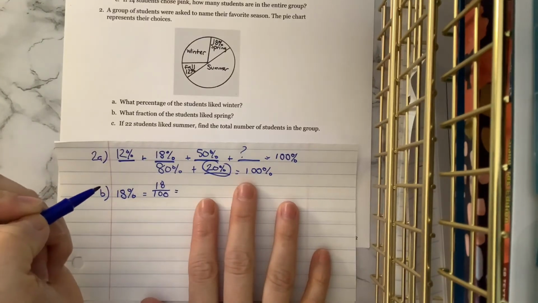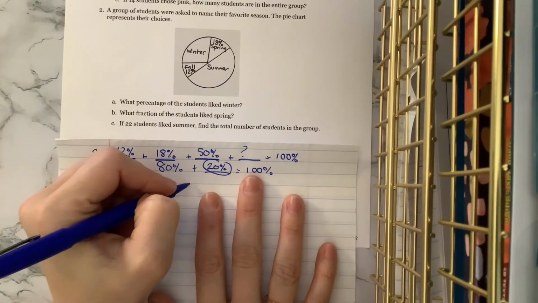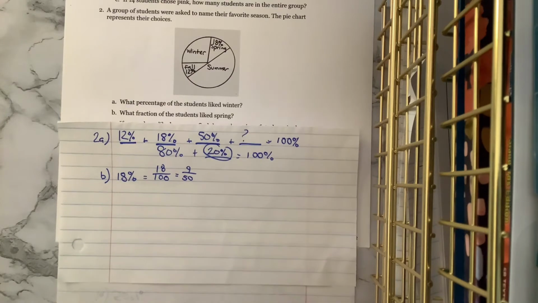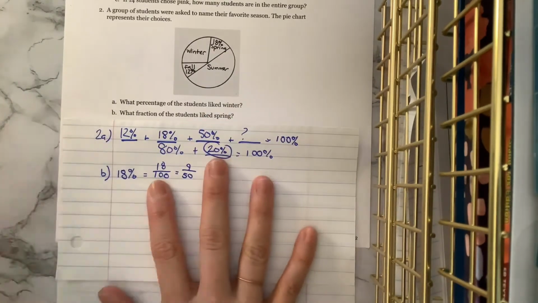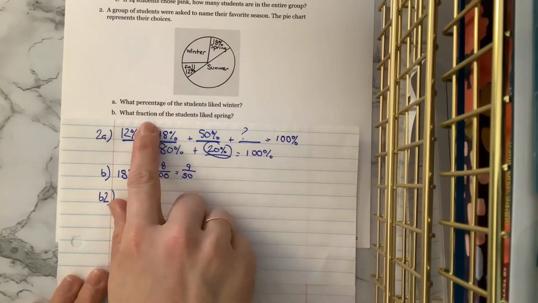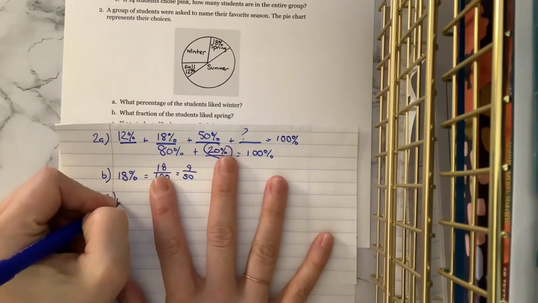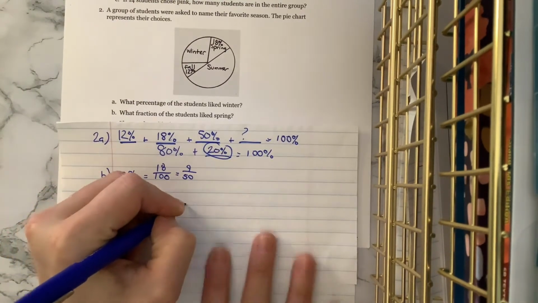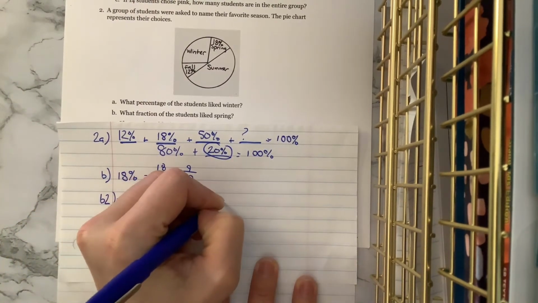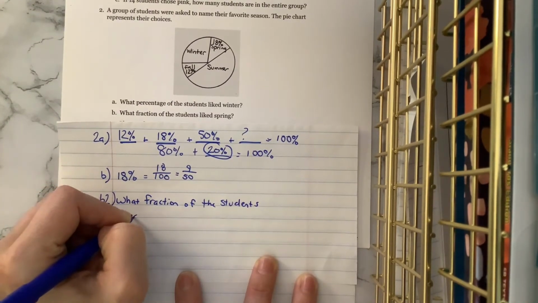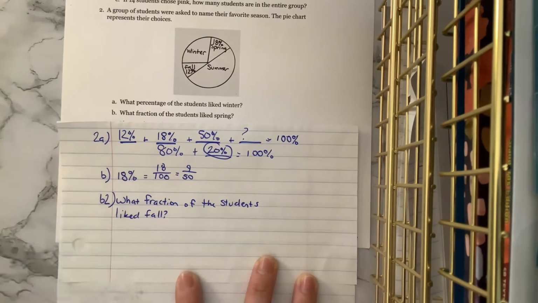All right, fifth graders, we should have seen that these are both divisible by 2. So 18 divided by 2 is 9. 100 divided by 2 is 50. So our final answer is 9/50ths. I'm actually going to pause and do a B2 here, a second B. I would like you to do the same thing, but with fall. What fraction of the students liked fall? I want you to pause, try this on your own, and then come on back and see how you did.